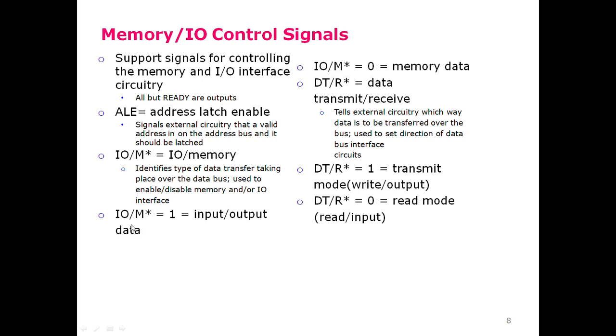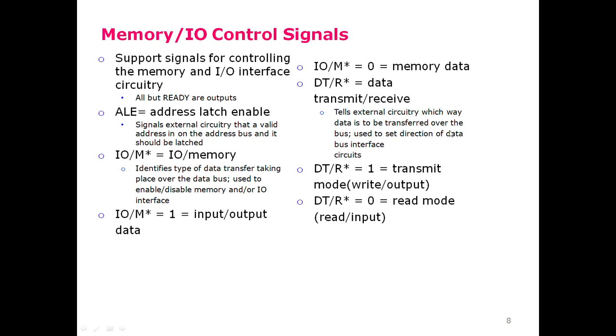When the IO/M pin is 1, this would signal that the input and output devices are accessed. And when the IO/M pin is 0, then this would signal that the memory is being accessed.